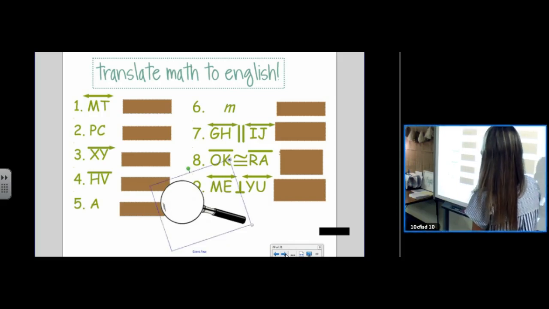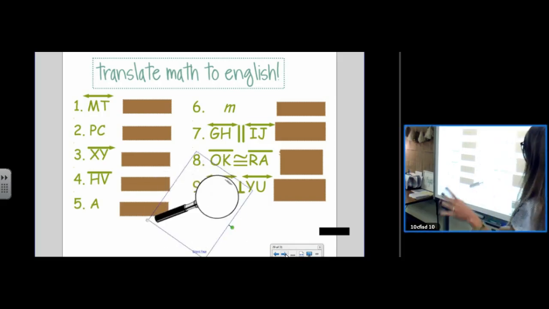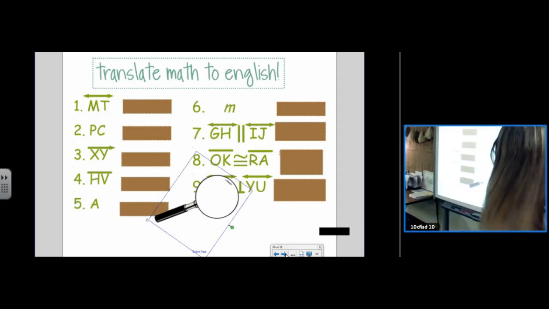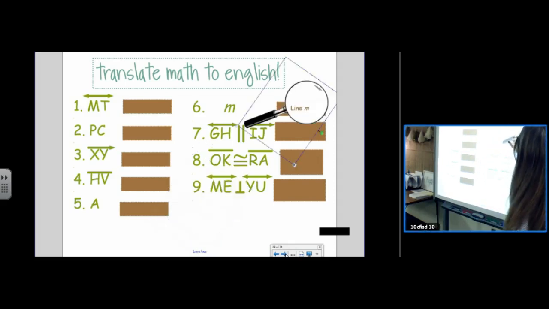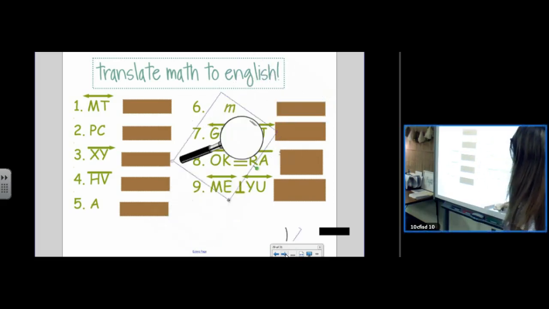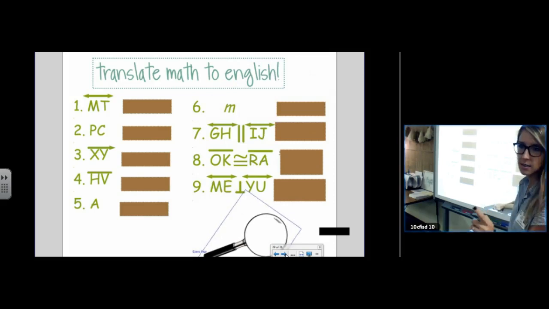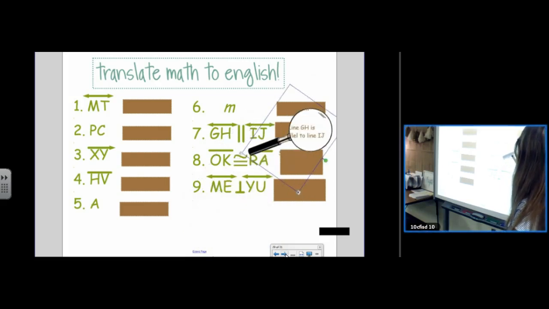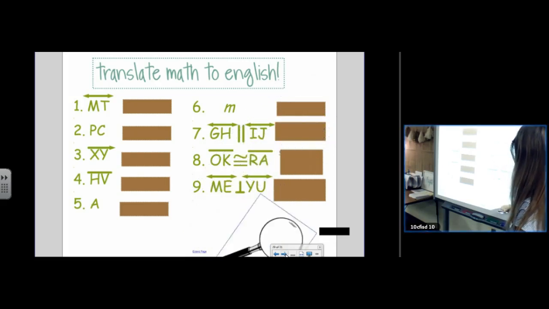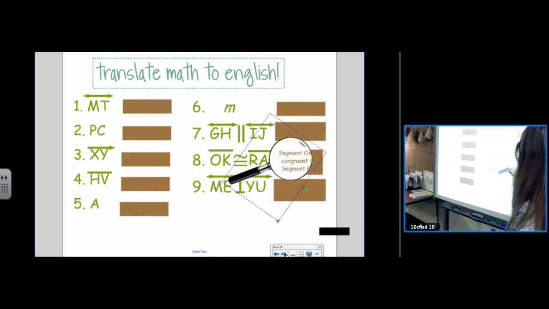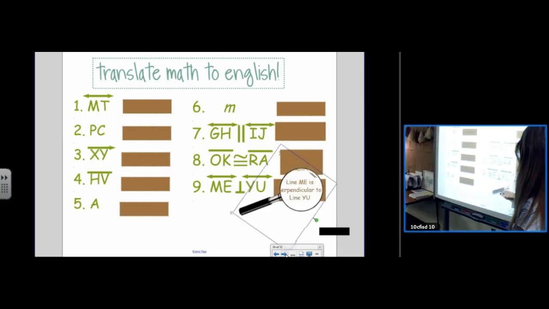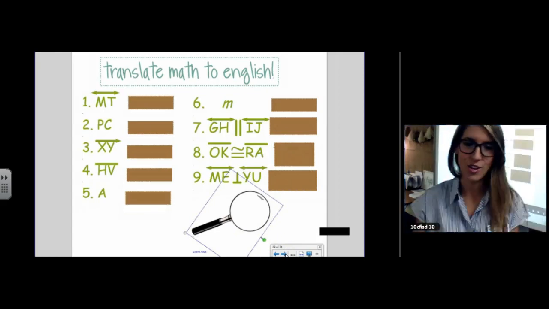All right, let's go over here. If I use a lowercase italicized letter, I can't use that by itself. I have to put a word in front of it, but I didn't want to give it away. That's how you name a line. That's one of the ways. Look at number 7. That is a whole sentence. Line GH is parallel to line IJ. Number 8. Segment OK is congruent to segment RA. And number 9. Line ME is perpendicular to line YU.